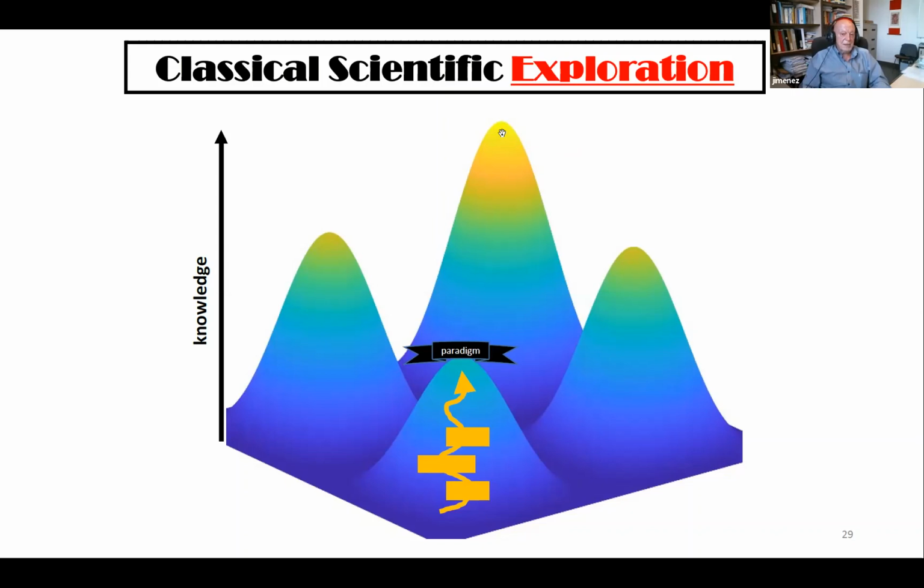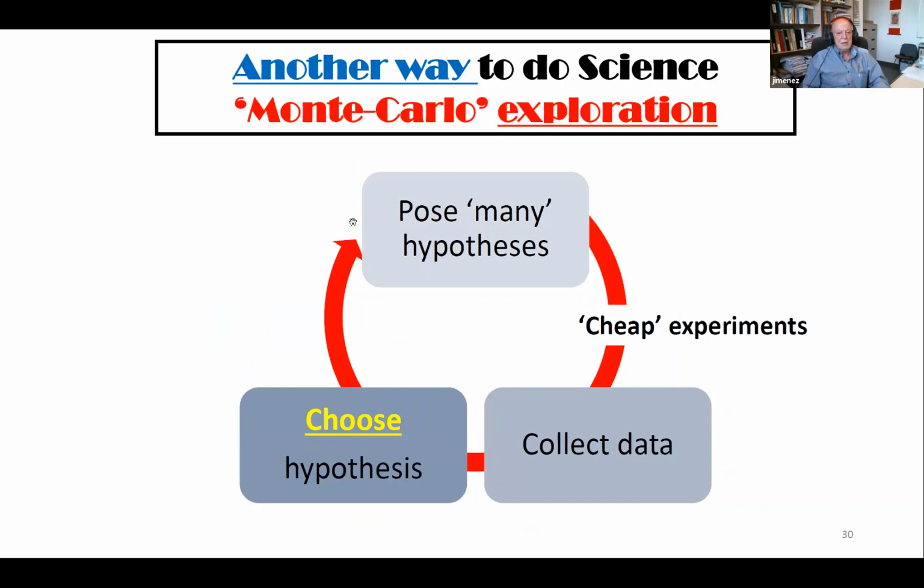Well, basically you do Monte Carlo. You don't pose one hypothesis, you pose many. You know that most of them are going to be junk, but you pose many because you now have a way of testing hypotheses which is cheap. So you use your fast computer to test all your hypotheses. In this case, the hypotheses were something like, well, this particular structure was going to be important for the future of the flow, but it was not. So you do this, collect data, and then instead of posing a hypothesis, you choose the hypothesis that works better.